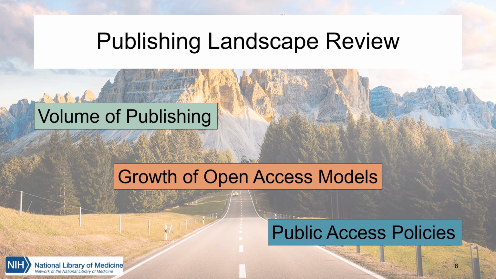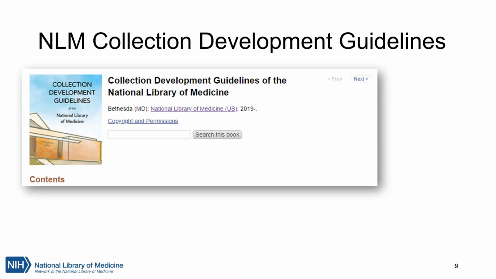To review, the three features of the current publishing landscape that influence PubMed content, and I would like you to keep in mind today, include the volume of publishing, the growth of open access publishing models, and public access policies. The NLM Collection Development Guidelines provide a transparent and publicly accessible set of criteria that we use in reviewing and evaluating the many journals that come to NLM.